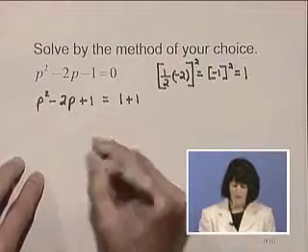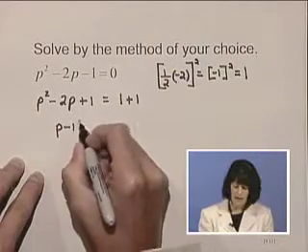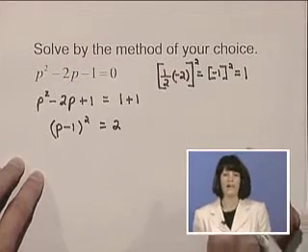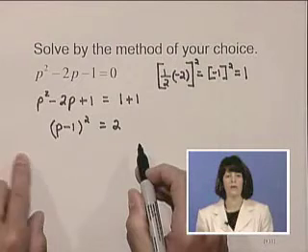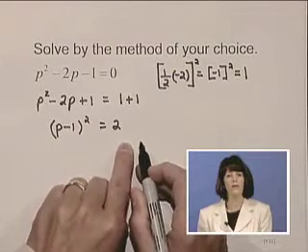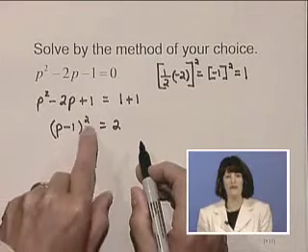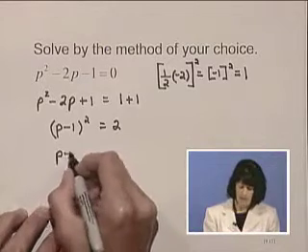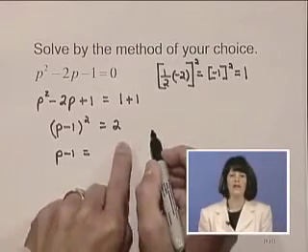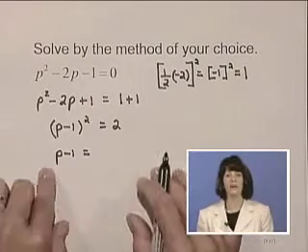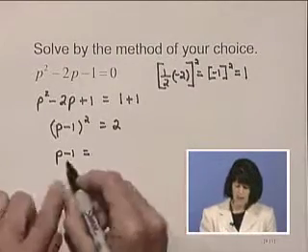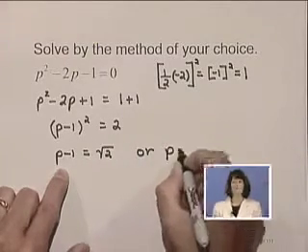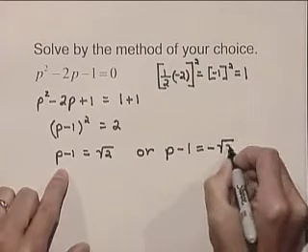This left side is going to now factor as p minus 1 times p minus 1, or p minus 1 quantity squared. And we've got that set equal to 2. When we have something squared equal to a number, we can isolate that quantity by taking the square root of both sides. The square root of the left gives p minus 1. As we take the square root of the right-hand side, let's consider both our positive and negative square roots. So p minus 1 is equal to the positive square root of 2, or p minus 1 is equal to the negative of the square root of 2.